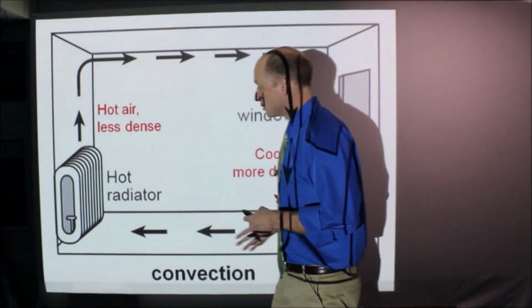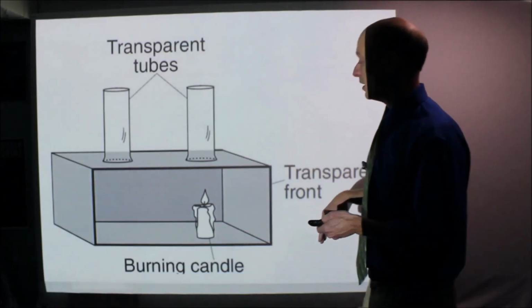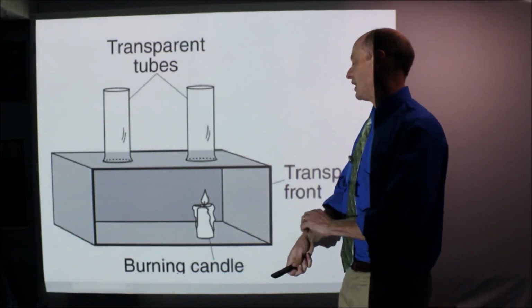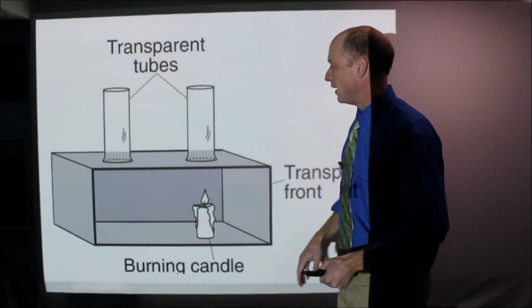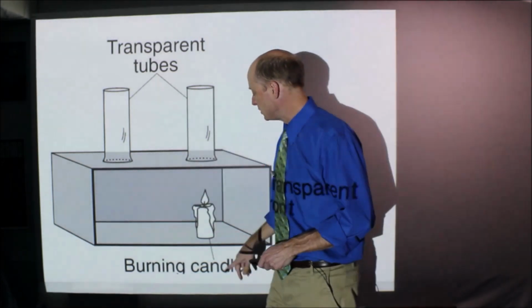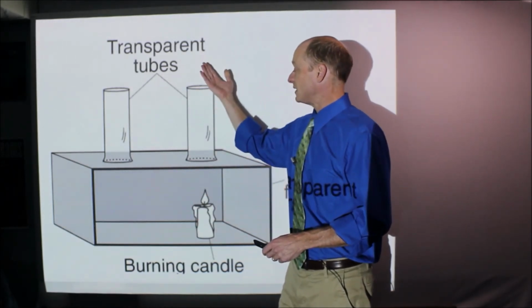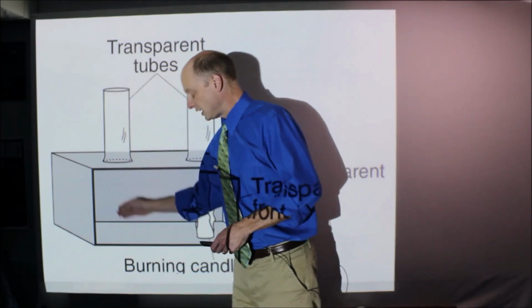And this is how that heat gets transferred within that room. Here's another example of it. This is another classic science class thing, where it's this box here with the candle and a glass front, these glass tubes, and what happens is it heats the air in here, the air rises out this way, and then it pulls in more air here.